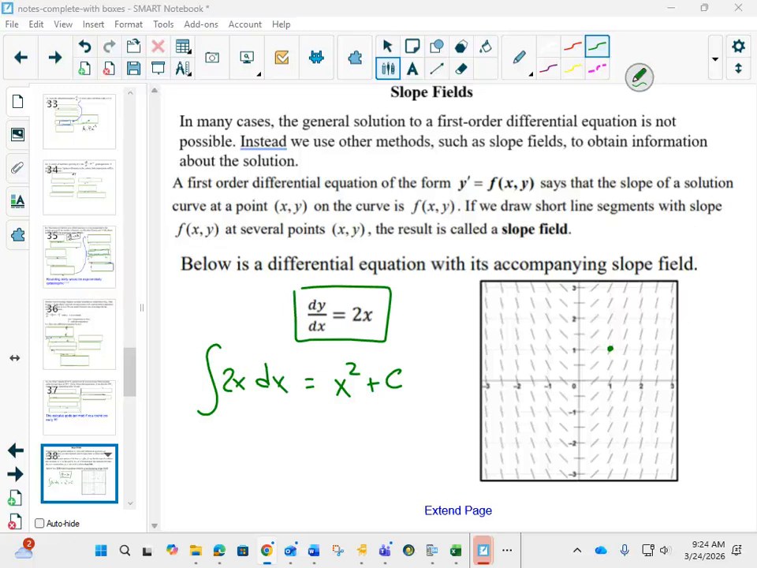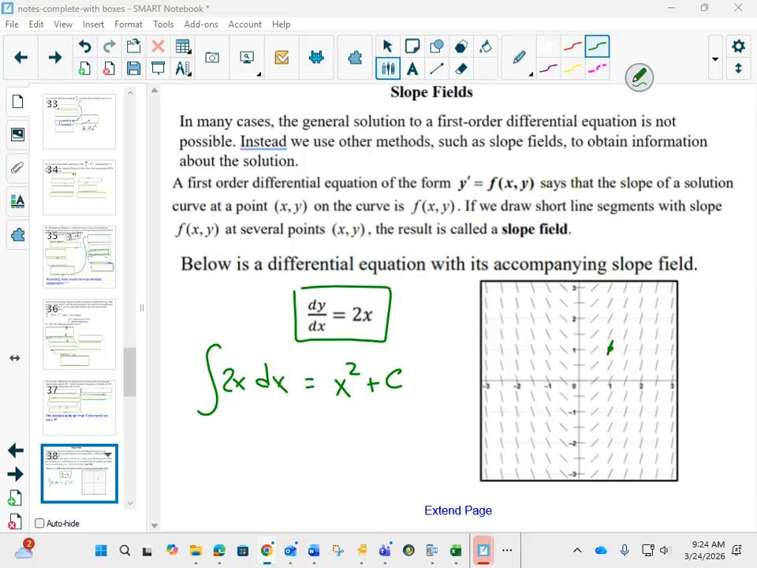But what we're going to do is we're going to take our differential equation and plug in x is 1 and y is 1. In this case, there's just the x. And when I plug in x is 1, I get 2 times 1, which is 2. And we draw a tiny little line there with a slope of 2 as close as possible that we can think of. Right? What does the slope of 2 mean? A rise of 2, a run of 1. We draw a little line that has a slope of 2.